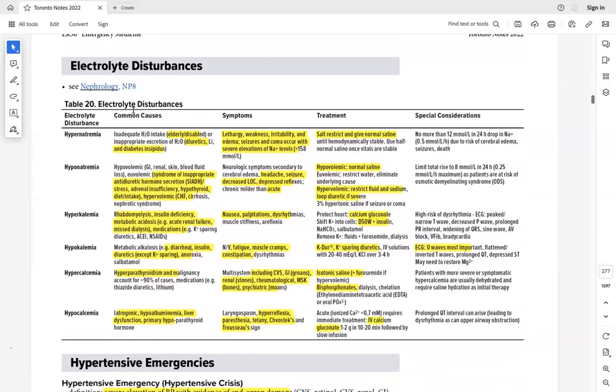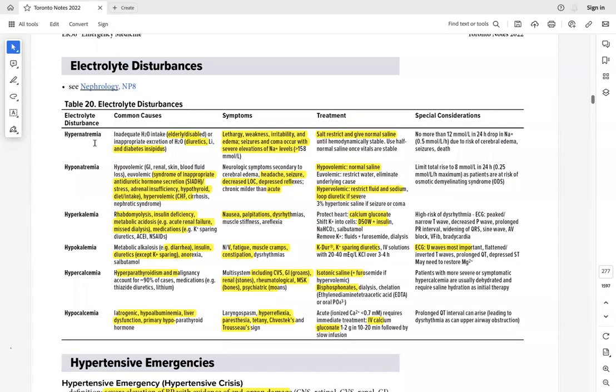Electrolyte disturbance. In electrolyte disturbance, it can be hypernatremia or hyponatremia. For both of them, we are giving normal saline. What are the symptoms of hypernatremia? They will give you the values. They will give you the normal value and also the abnormal value. So according to that value, you will assess whether the potassium level is high, the sodium level is high or low, and then the treatment will be accordingly.